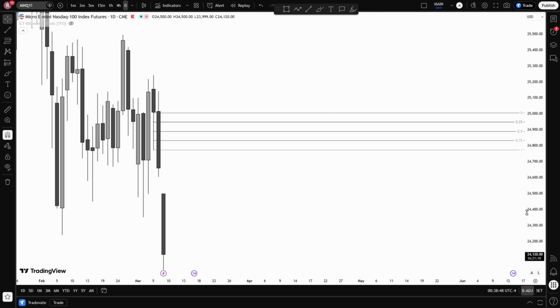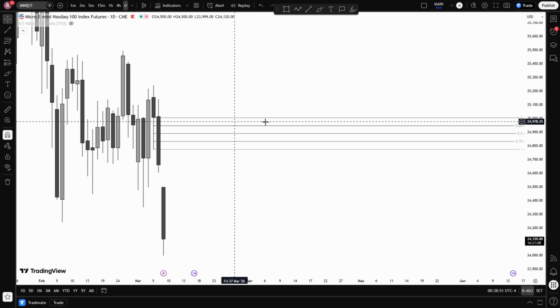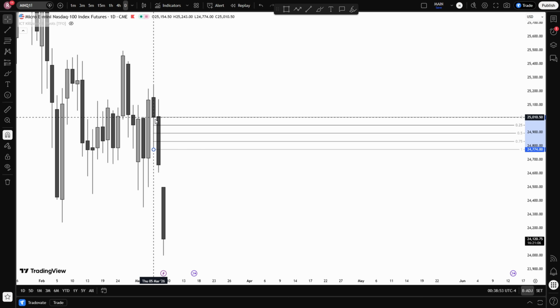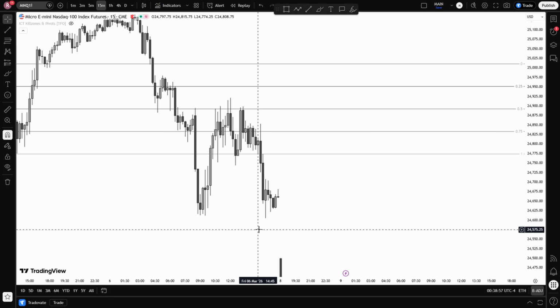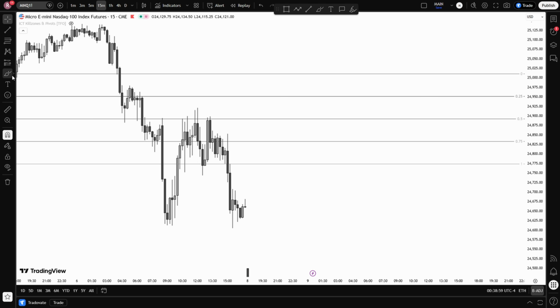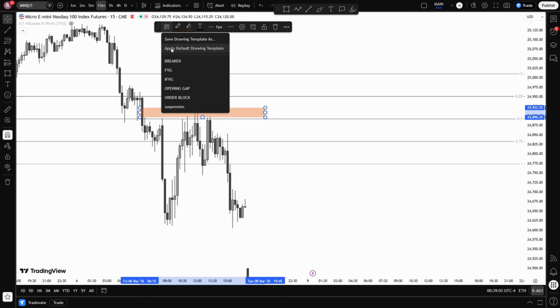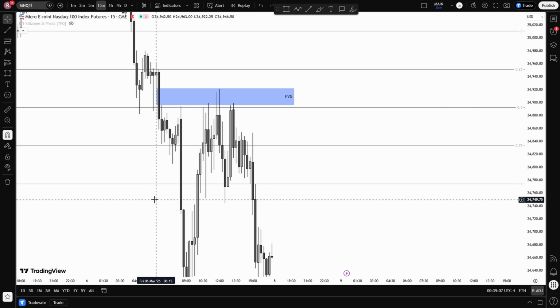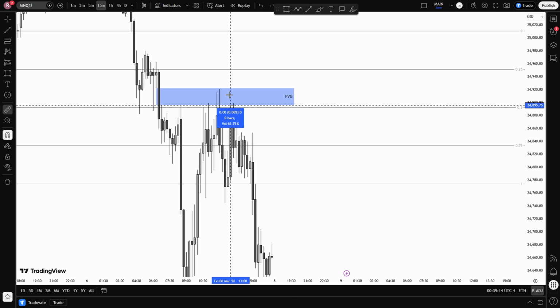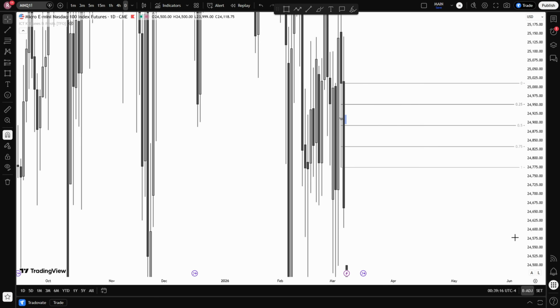Now if you observe the example closely, you can see that we have an imbalance forming above the equilibrium of that wick. Price respects the fair value gap in this area, but notice something interesting. Price keeps trying to close above the equilibrium of the wick, but it fails every single time. What does that tell us? It shows that price is likely to move lower, and the draw on liquidity becomes these equal lows that were formed earlier in the morning.